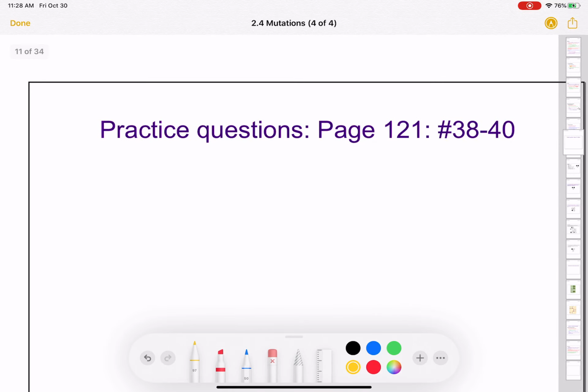So that's it for that section. I'd like you to do 38 to 40 on that, and that'll end that little part about mutation.